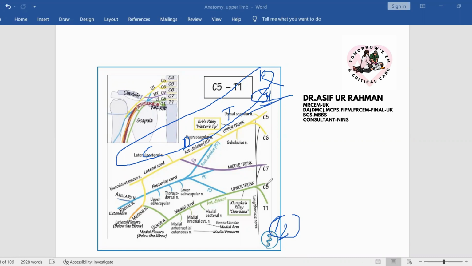Do you understand this much? Okay. Now let's come to the roots. Where does the root lie? In between the two scalene muscles, scalenus anterior and scalenus medius. Our root will lie between scalenus anterior and scalenus medius. Clear? How many roots? 5 roots. Okay, fine. So now coming to the trunks.